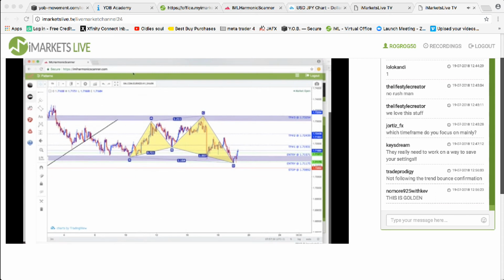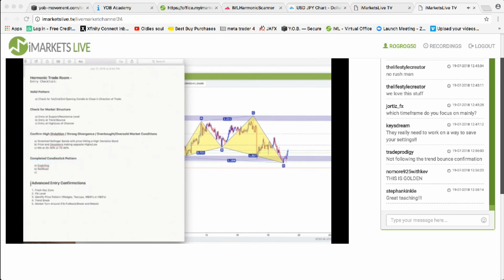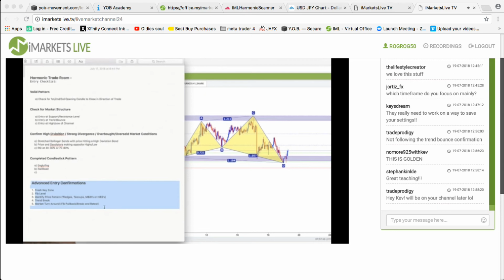So the market was also in an oversold state. Now, some of the other things that I look for, before we get to the advanced entry confirmation, and this is where we're going to be having fun on all of our future sessions. I'm just breaking down to you guys today how I use the scanner.